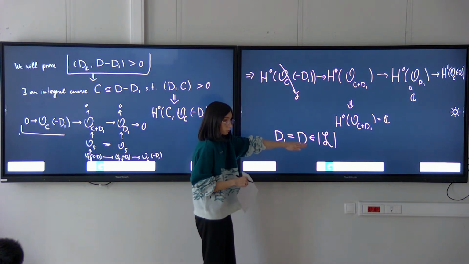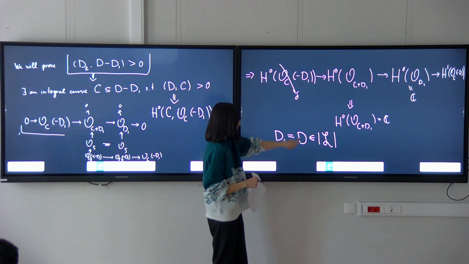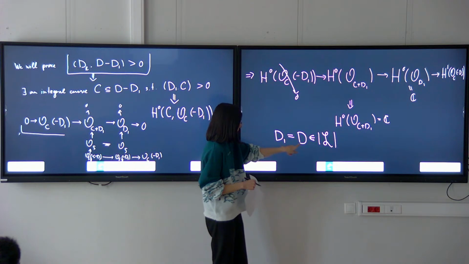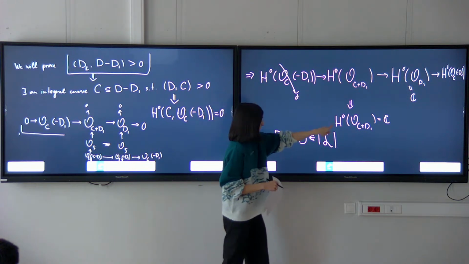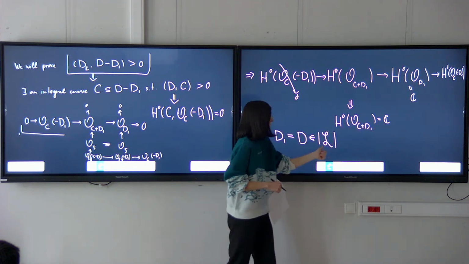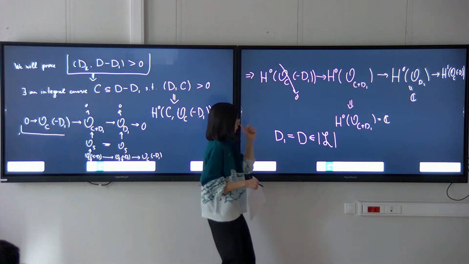And this is enough to prove Kodaira vanishing, as before, because if we find an element in linear system L such that global section of its structure sheaf is one-dimensional, then we will prove Kodaira vanishing. It was the first part of the proof.